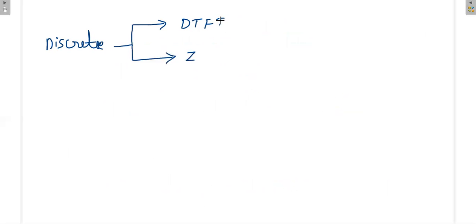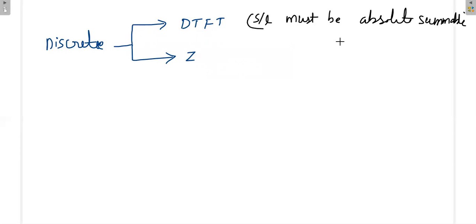You see here, in case of discrete time Fourier transform, the signal has to be absolutely summable. The main condition here is the signal must be absolutely summable. Otherwise we cannot write the discrete time Fourier transform, because the summation series has to converge.